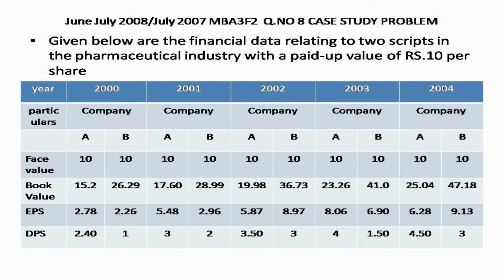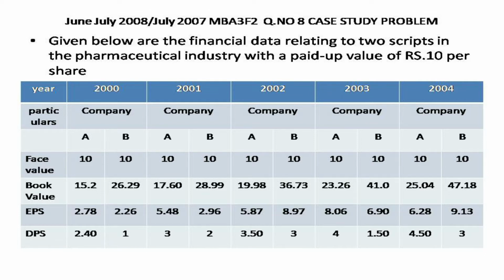Given below are the financial data relating to two scripts in the pharmaceutical industry with a paid up value of rupees 10 per share. They have given the table for 5 years from 2000 to 2004: 2000, 2001, 2002, 2003 and 2004. The data of two companies is given, company A and company B. They have given face value, book value, EPS and dividend per share of both company A and company B. The face value is 10 rupees for all the years, applicable to both company A and company B.